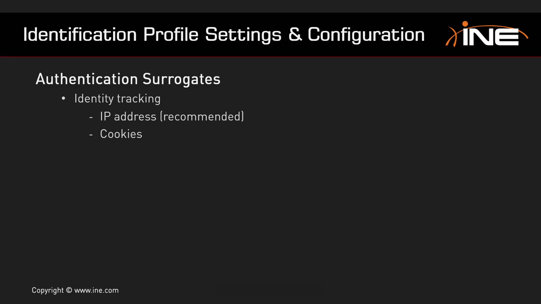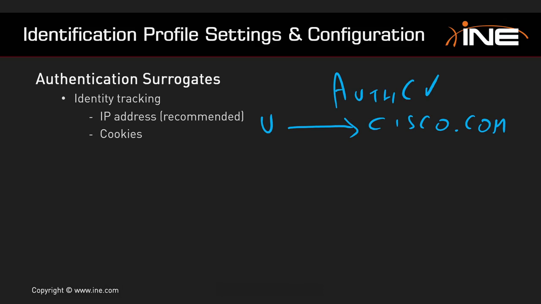So the recommended way is going to be to use the IP address method. I'm going to say that my user goes to cisco.com, and we will say that authentication for this transaction is enabled. So we have a match with an identification profile, authentication was turned on, and this is not a transparent authentication.